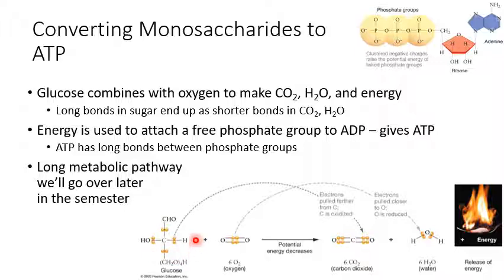So you're starting with high energy bonds in glucose, and you're going to low energy bonds in carbon dioxide and in water. That extra energy that is lost is shown in this picture as a little fire, but it's actually being used in your cells to attach a free phosphate group to ADP, which gives you ATP that can be used to power any other reaction.